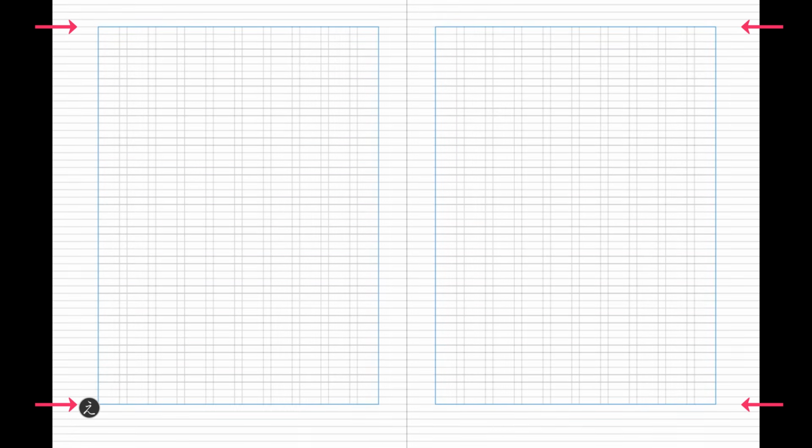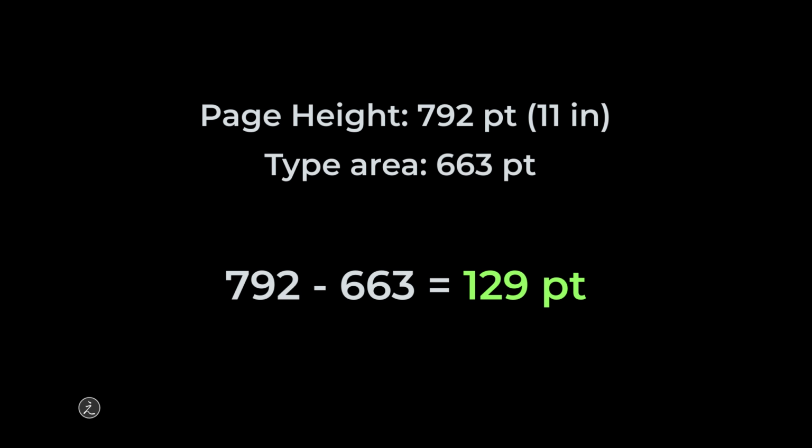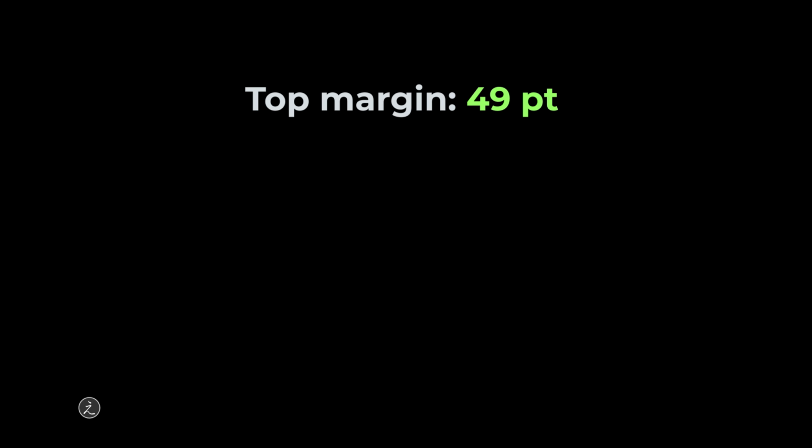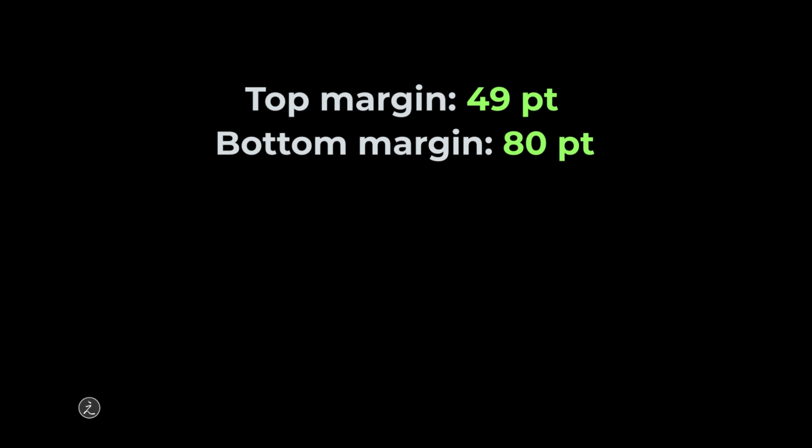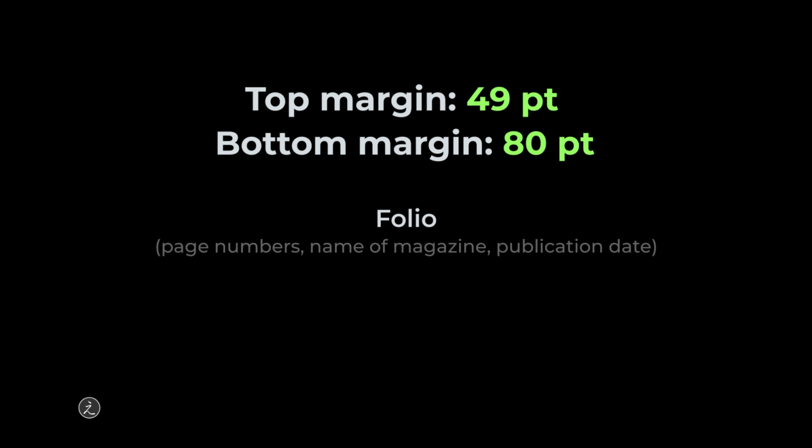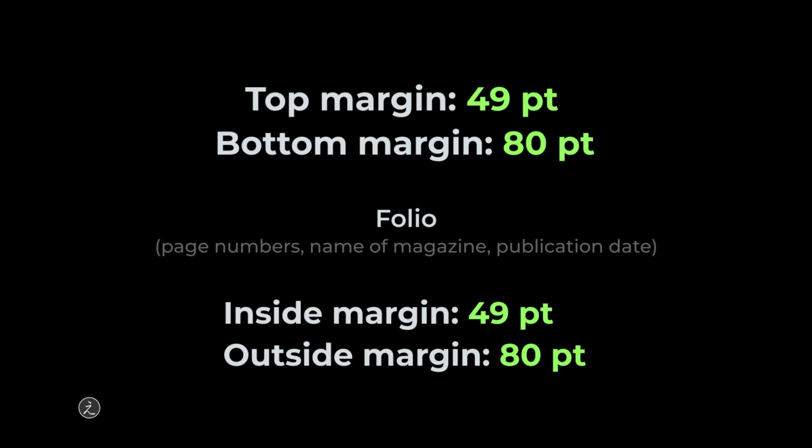To determine the amount of space for the top and bottom margins, we'll take the page height of 792 points and subtract the 663 points, leaving us with 129 points, which is the top and bottom margins combined. Now, it is a personal choice how to distribute the 129 points between the top and bottom margin. I'll make the top margin smaller since the bottom margin is most likely to include the folio referring to the page numbers, the name of the magazine, and the publication date. So I'll set the inner margin the same value as the top margin, and I'll set the outside margin the same value as the bottom margin.